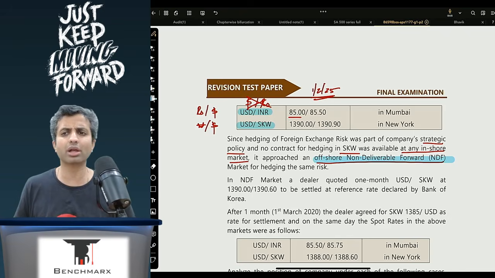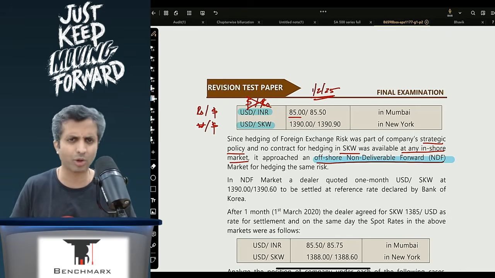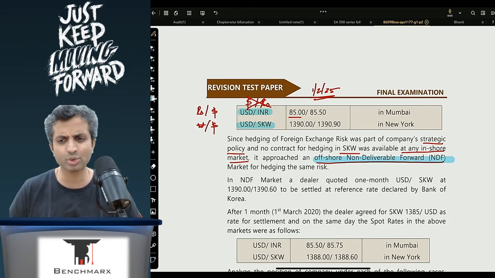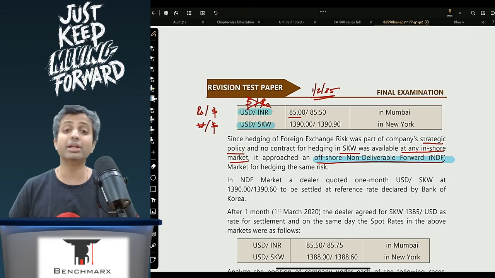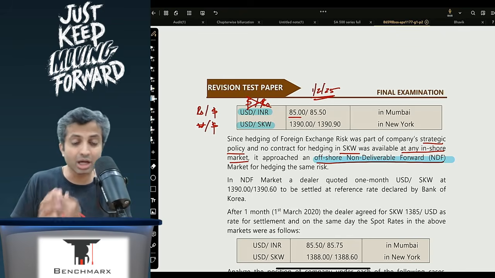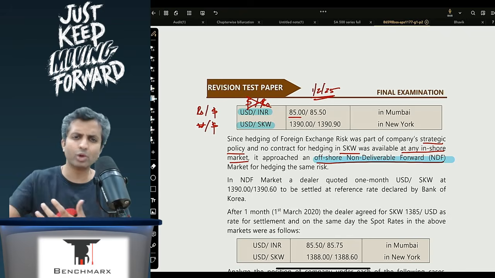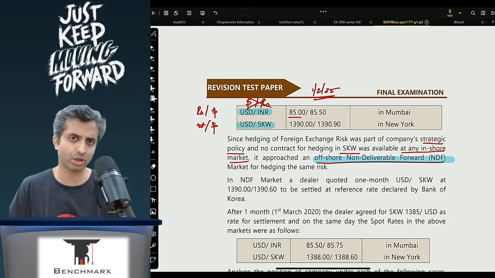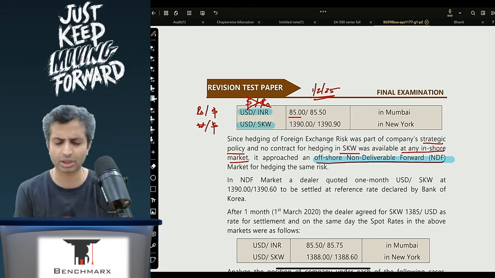Now, we have usually done a lot of cases regarding forwards, and a forward is a customized, tailor-made contract between you and the bank, and hence usually forwards are deliverable. So you go to the bank, you agree to a forward deal, and on the necessary date you make the full payment and take the delivery of the foreign currency. If you are an importer, you will buy the foreign currency.